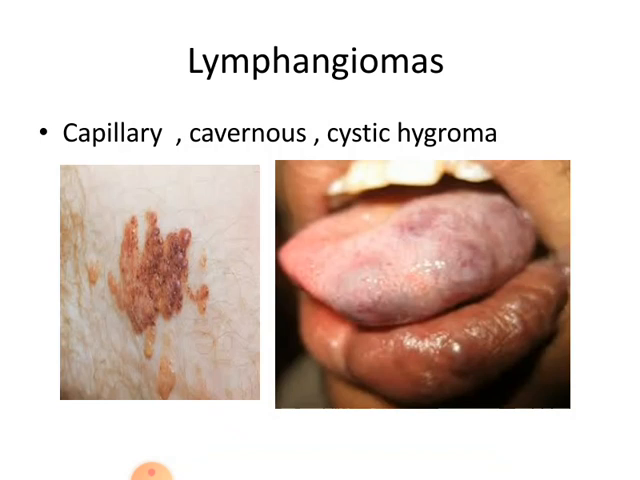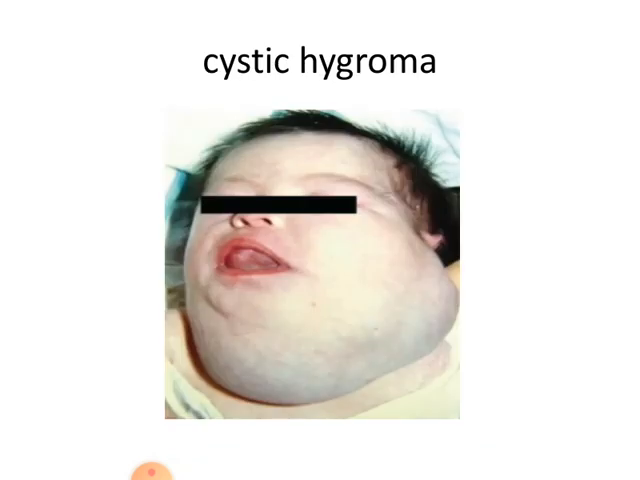Lymphangiomas: we have capillary lymphangioma, cavernous lymphangioma, and cystic hygroma. Cystic hygroma is a form of cavernous lymphangioma. Capillary lymphangioma occurs in the skin or in the tongue, leading to macroglossia. It is a brownish papule, and the treatment is surgical excision. Cystic hygroma occurs at the neck of the baby, leading to difficult labor, and we need a cesarean section. The characteristic of cystic hygroma is a brilliant translucent swelling. The treatment is surgical excision.